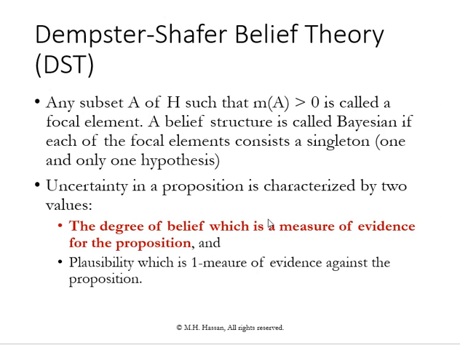Now, in Dempster-Shafer theory, any subset A of S where m of A is greater than 0 is called a focal element. A belief structure is called Bayesian if each of the focal elements contains a singleton, one and only one hypothesis. Uncertainty in a proposition is characterized by two values: the degree of belief, which is a measure of evidence for the proposition, and plausibility, which is 1 minus the measure of evidence against the proposition.